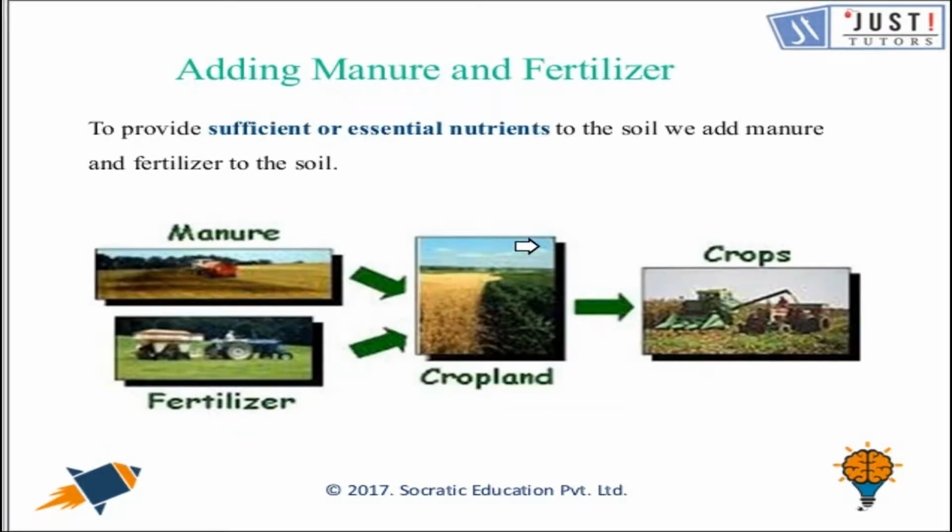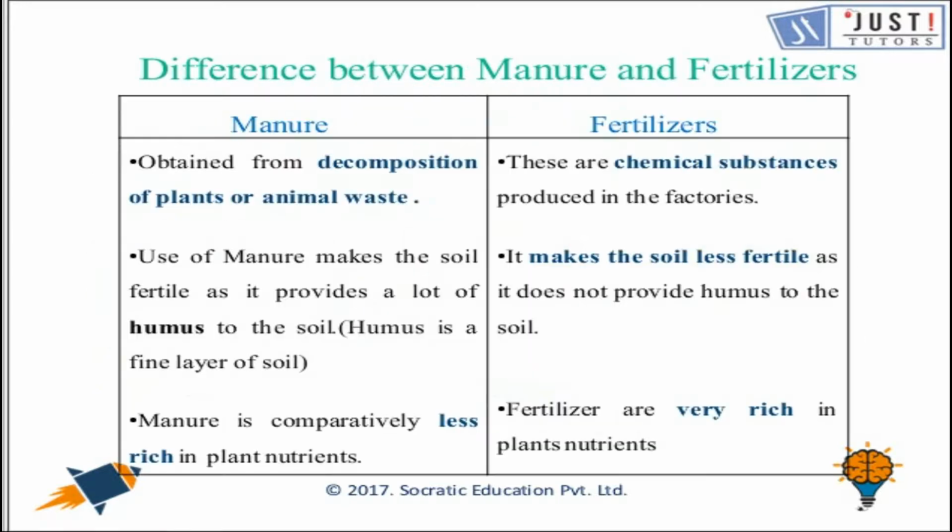So now let's move ahead and learn more about adding manure and fertilizers. We know that if your soil has sufficient nutrients, the crop is going to be very healthy and very good. To provide enough essential nutrients, we use manure and fertilizers. Basically, manure and fertilizers have some differences. Manures are obtained from decomposition of plant or animal waste, while fertilizers are chemical substances produced in factories. So manure does not have any side effects, while fertilizers have some side effects as they are chemically based.